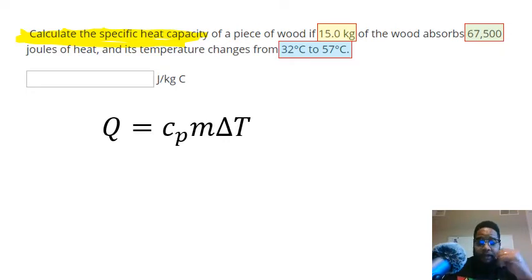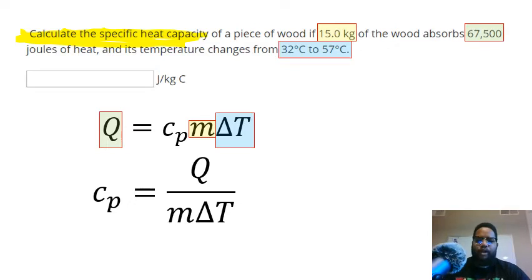So this is our equation. Q equals Cp m delta T. The m is the 15. That's why I made both of them yellow. The Q is 67,500. Sorry. The delta T is 57 minus 32.